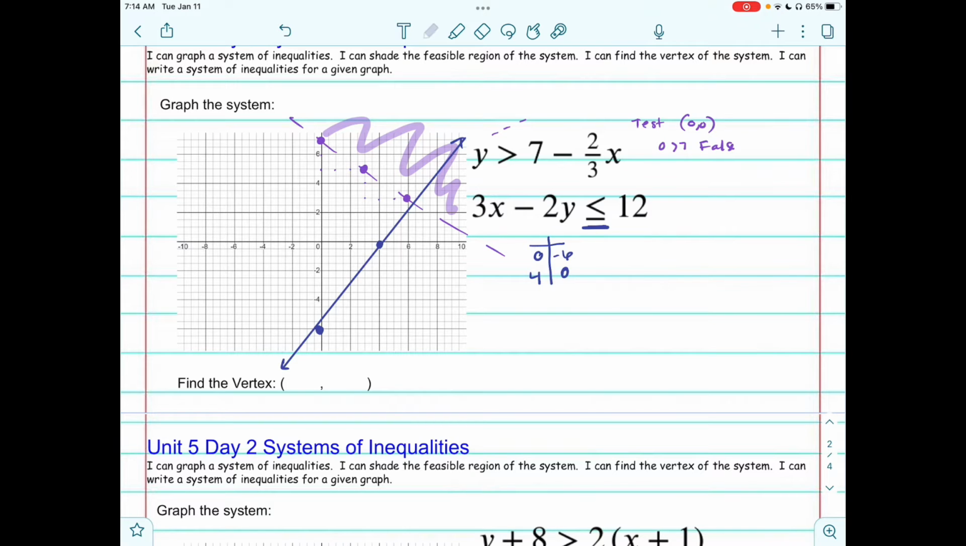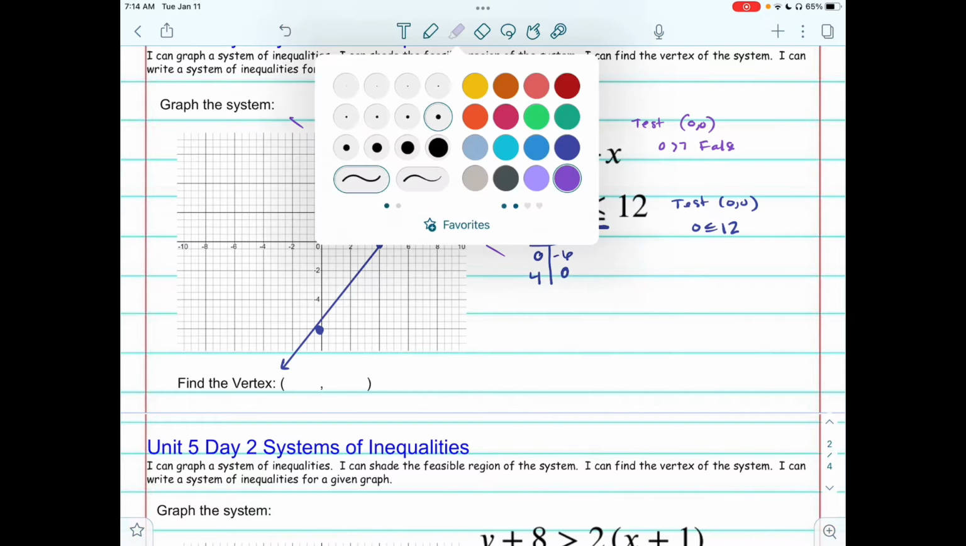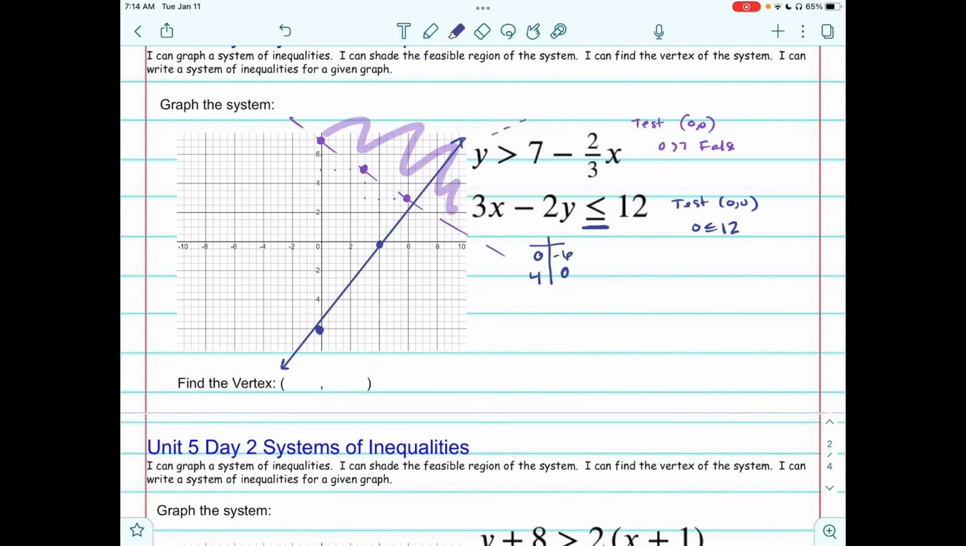Okay, and I'm going to test 0, 0. So I get 0 less than or equal to 12 when I do that, and that's true. So that's good. So I'm going to shade this area. Okay, and for my feasible region, I only want the overlap. So it looks like that's this part.